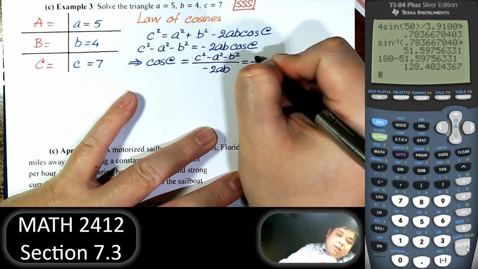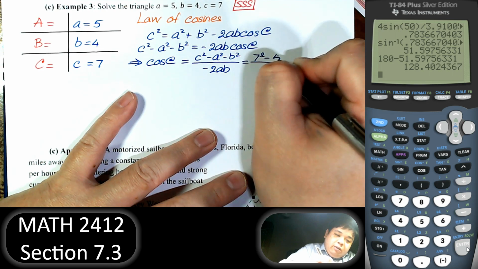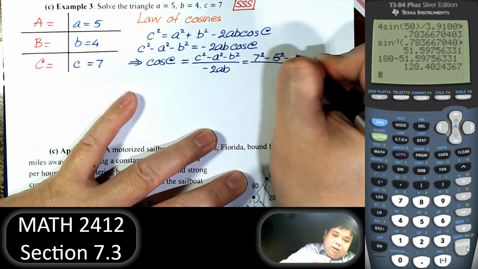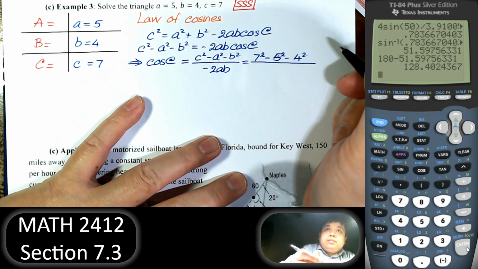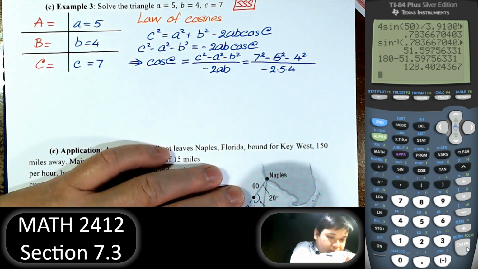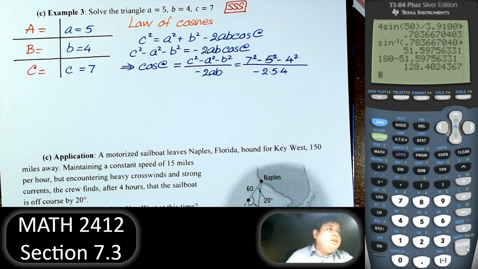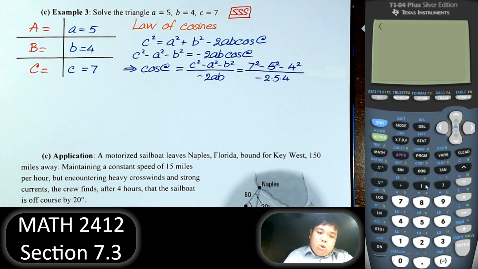Right. 7 squared for c squared, A is 5 and B is 4, negative 2 times 5 times 4. Right, just do that and then take inverse, find the angle. Simple enough. So we have 7 squared minus 5 squared minus 4 squared, divided by negative 2 times 5 times 4.